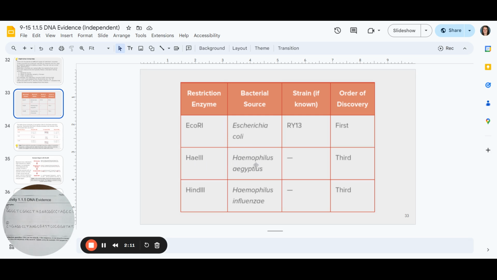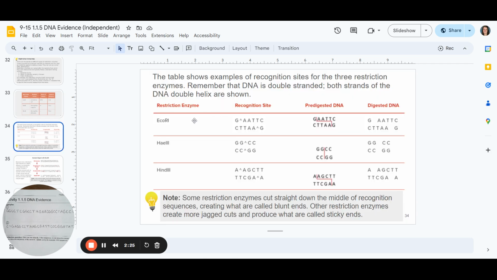Hi3 is from the bacterial source, and it is the third one discovered. Hind3 is similar, but it's Haemophilus influenzae, and it's the third one, so it has a different abbreviation. Each of these restriction enzymes has a specific recognition site that it identifies and will cut the DNA at.